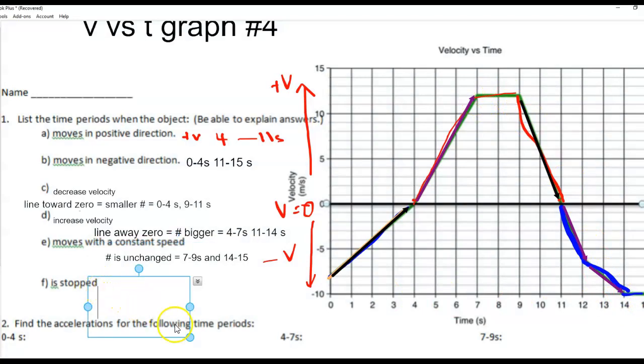Stopped can be a little confusing, so let's talk through that one. When you're stopped, the velocity is equal to zero.